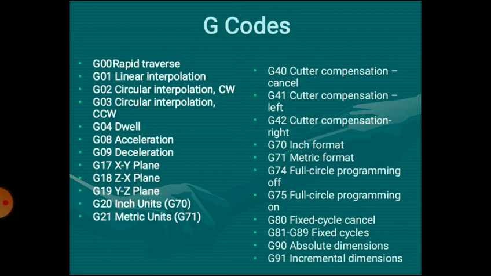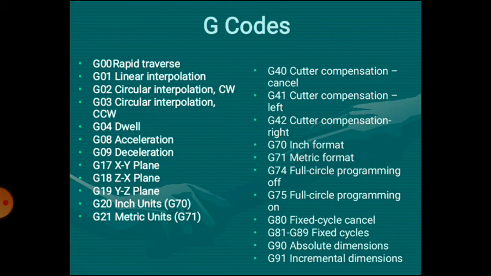Then G20, that is inch units, also G70, is used for inch programming, and G21 is metric units. Also G71 is used for metric programming. So G70 or G20 is programming in inch units, and G21 or G71 is programming in metric units, that you have to follow.